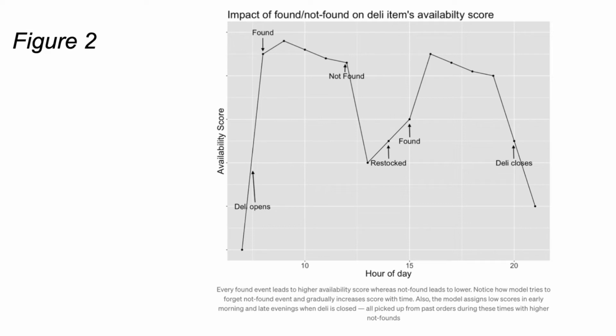So they're more likely to select items that will be found and available. So they're more likely to receive that specific item. And this saves the shopper time in that they will find more of the items requested.